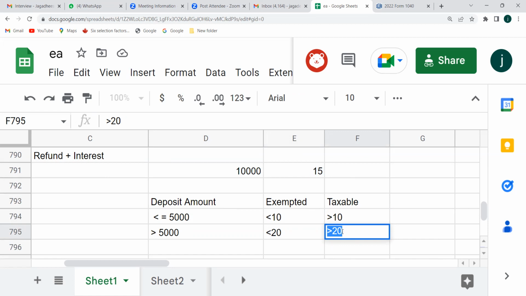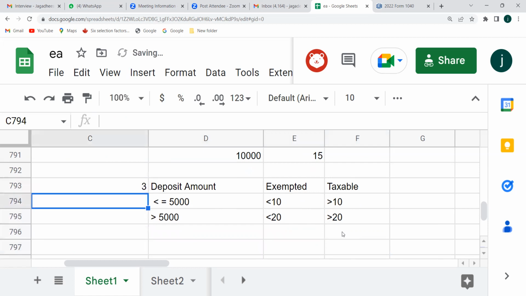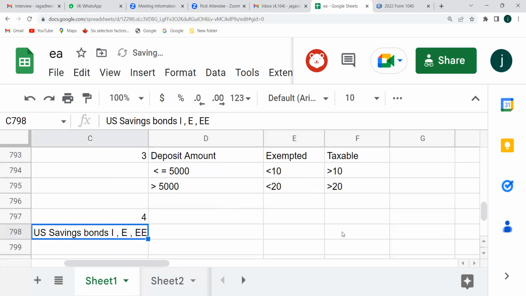So this is the third point, and coming to the fourth point, there are some bonds: US savings bonds. There will be some series: series I, series E, series EE. So these are the series here. US savings bonds, series I, E, EE.